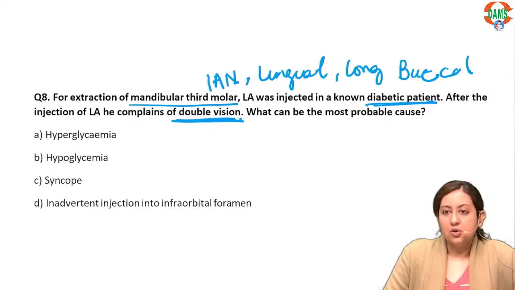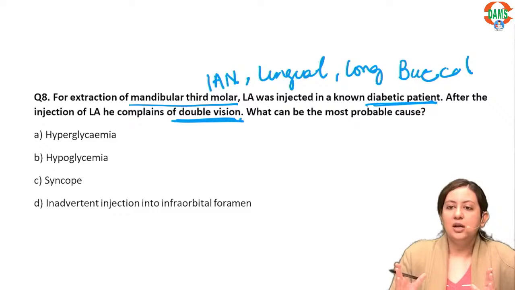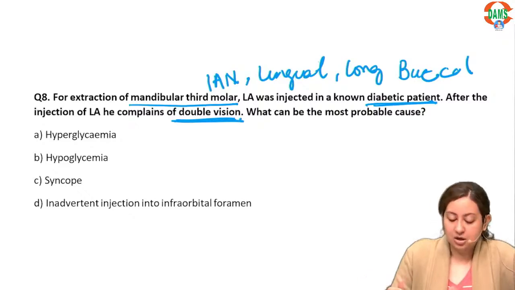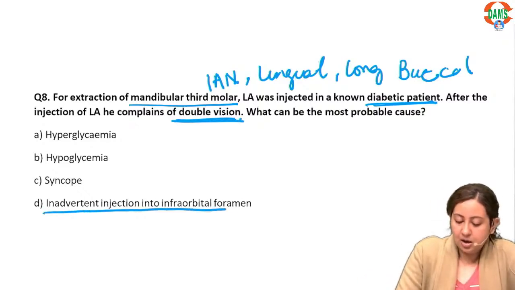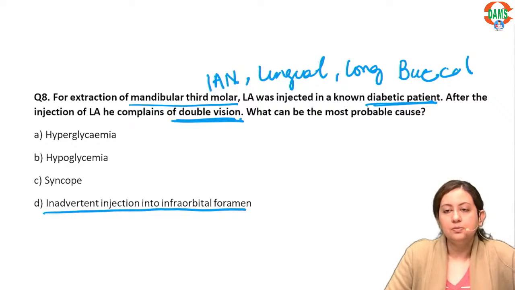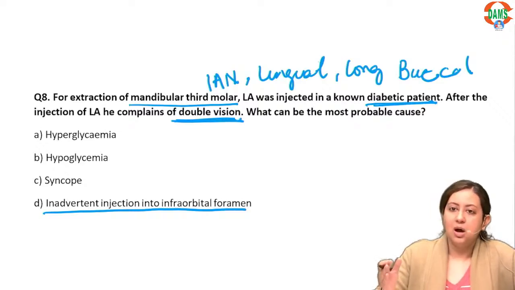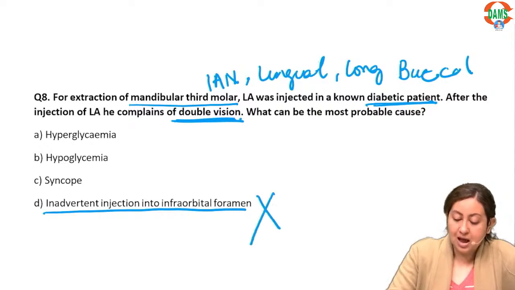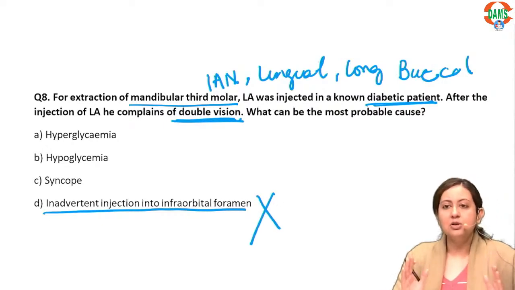Now, this is the mistake that you will make without reading the question, without thinking about what other aspects the question can have, you will end up marking this option. Diplopia is happening, so it may be related to infraorbital foramen, so we will mark that we have injected LA into the... no, this is absolutely wrong.